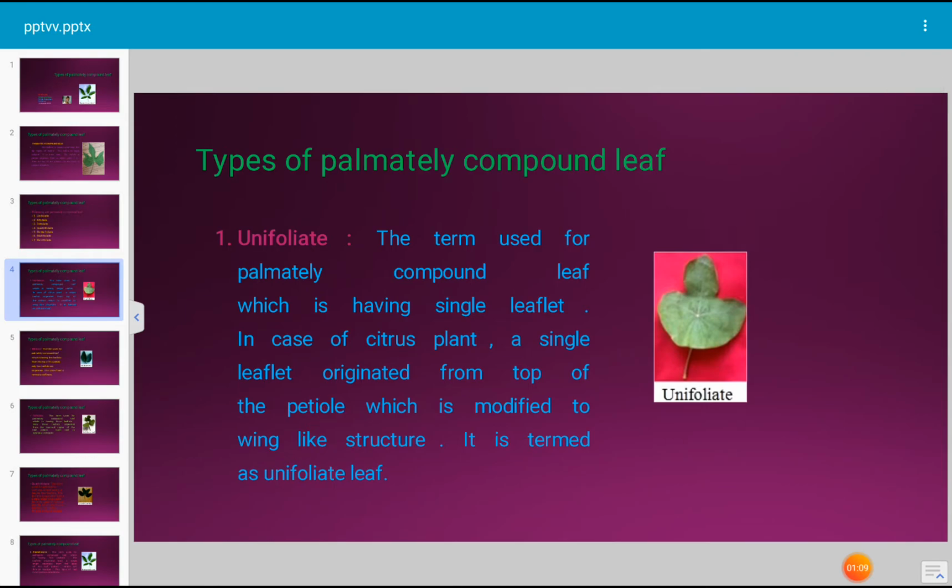Unifoliate palmately compound leaf. The term used for palmately compound leaf which is having a single leaflet. In case of citrus plant, a single leaflet originated from top of the petiole which is modified to a wing-like structure. That leaf is described as unifoliate leaf.